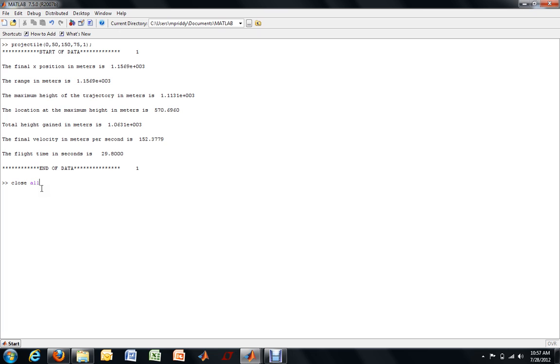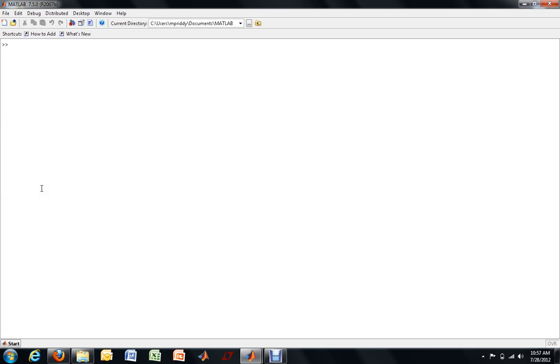So let's take a look at our error handling. So yeah, got it up to 200 meters per second. That seems reasonable.